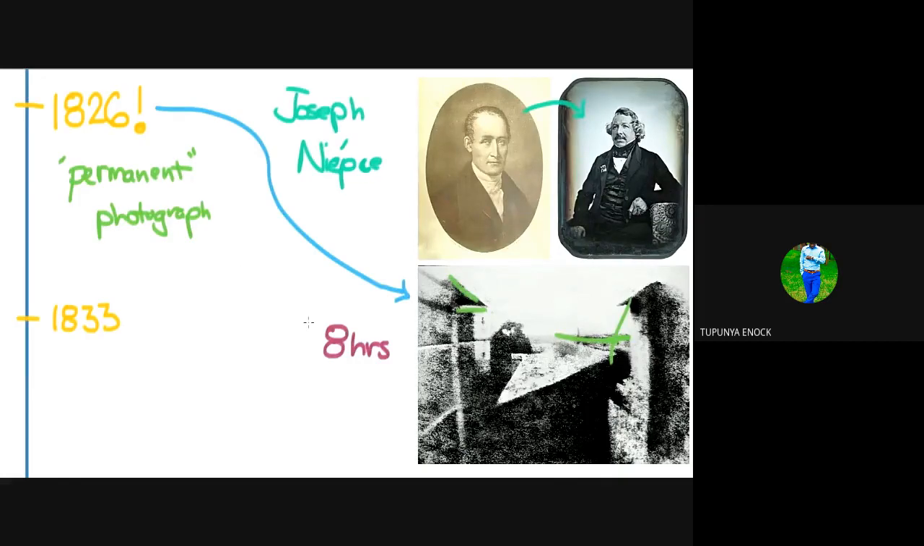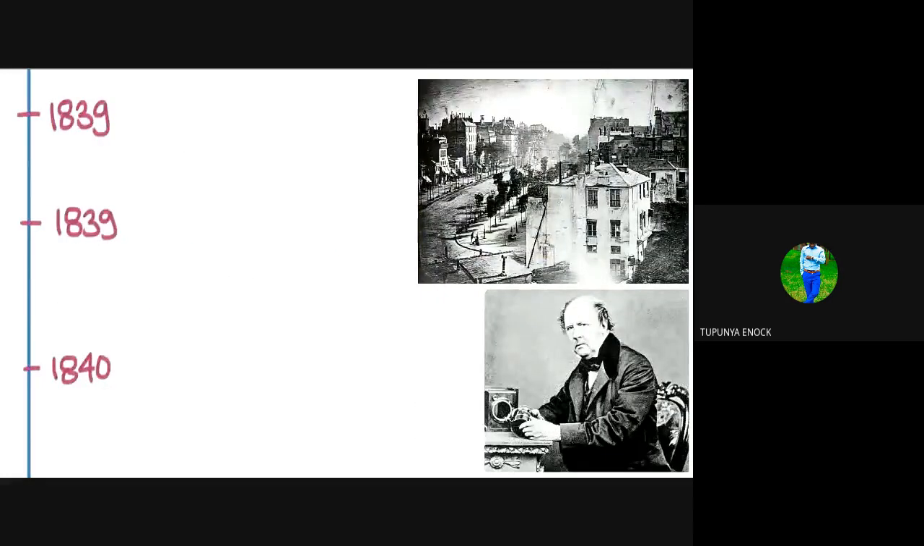So when Niepce died in 1833, he passes all of his papers on to Daguerre, who in turn, just 6 years later, comes out with the daguerreotype, and this was a revolution. This was very, very big news, because the daguerreotype took the same process and basically made it something that could be done more quickly and more permanently. So instead of taking 8 hours, it would just take a few minutes to make a photograph.